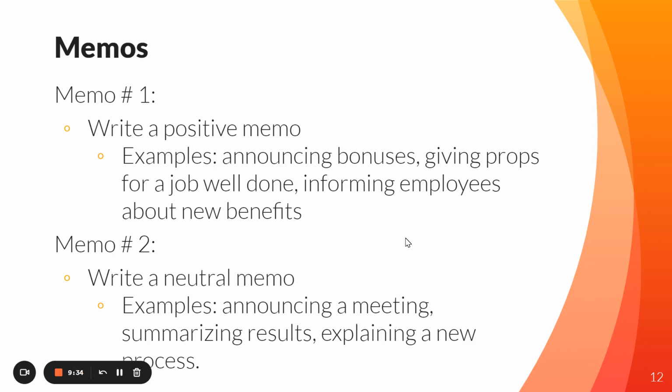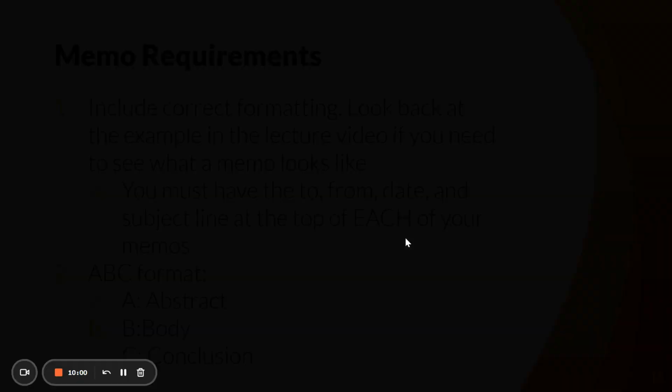So your first one is going to be a positive memo where you're going to announce bonuses. You may give props for a job well done for a certain thing. You may be informing employees about new positive benefits, like you're getting new health insurance. We're going to get a pay raise, something of that nature. Memo 2 is neutral. You might be announcing a meeting, summarizing results of a data dive, explaining a new process.